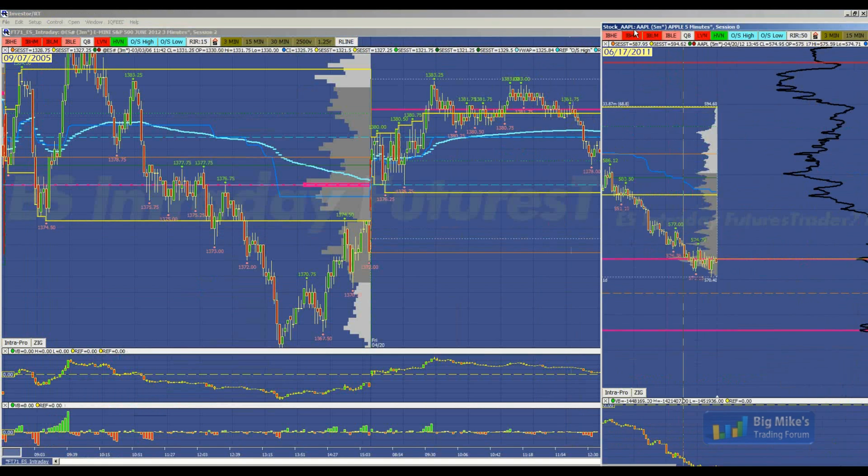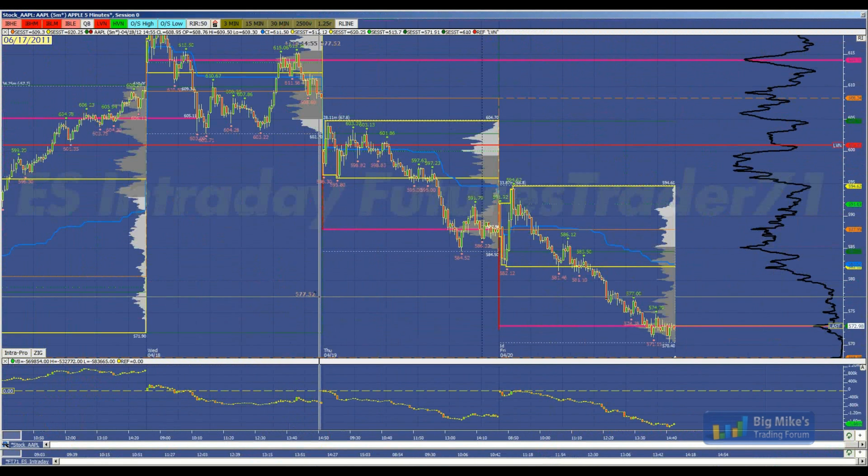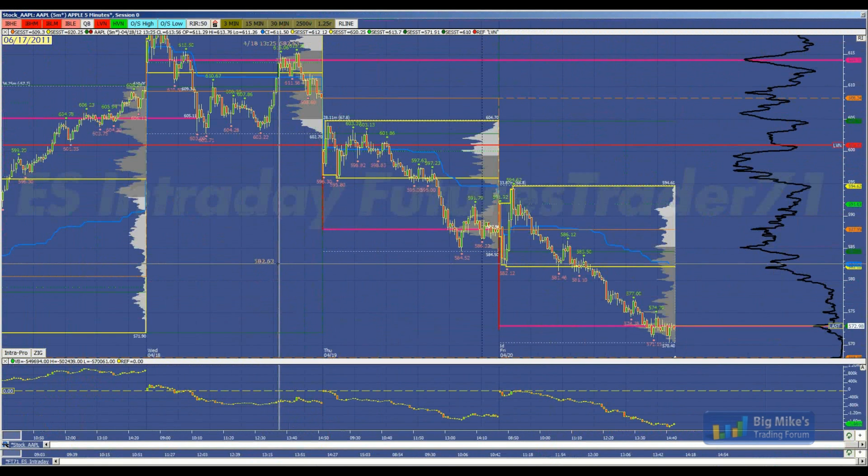Back to Apple. I know I'm throwing you all off. I'm trying to keep you all awake. Back to Apple. So this stuff doesn't just work in futures. Not that it works, but this methodology, this approach is something that I use in whatever I trade. It doesn't really matter. Okay. The difference is how I present the information.